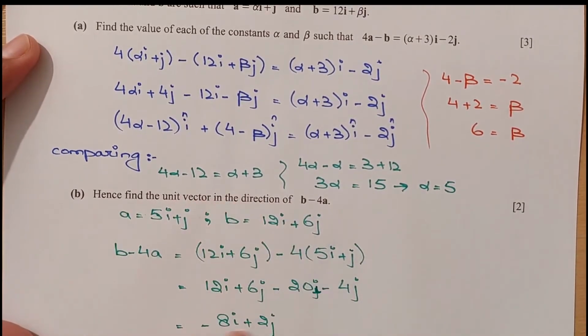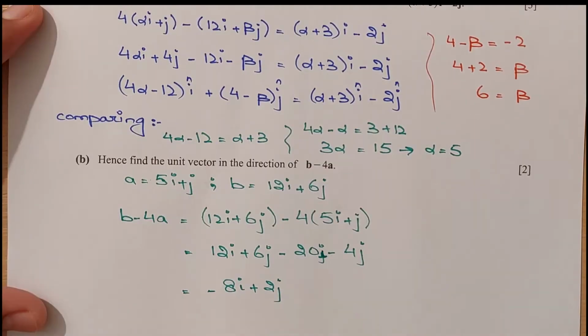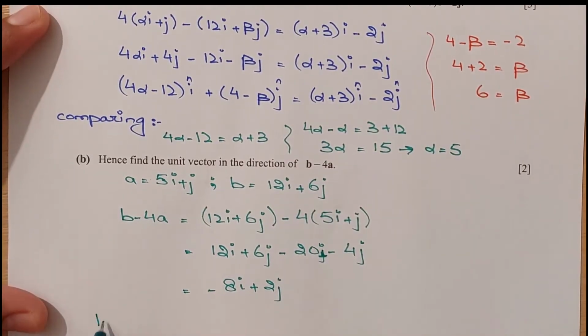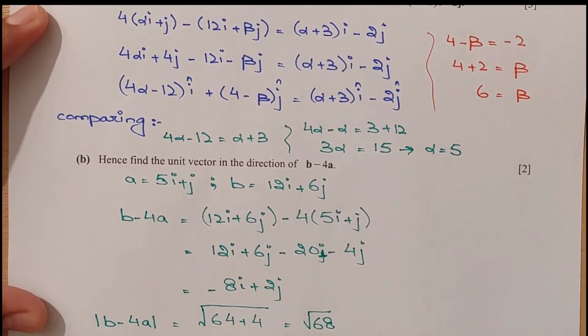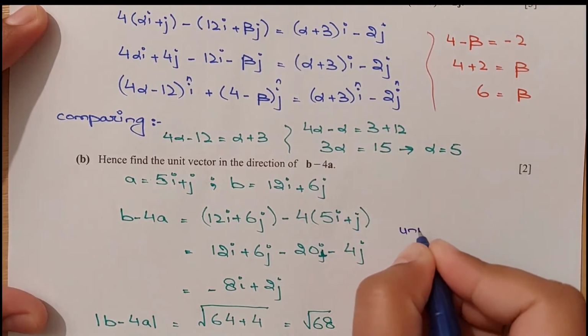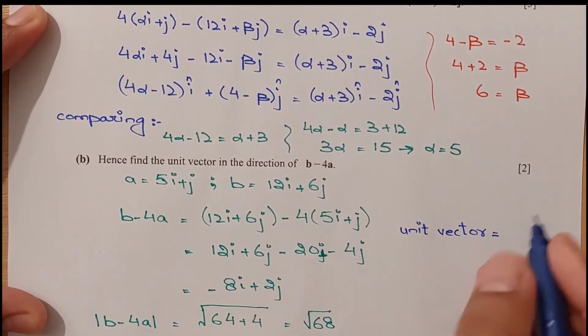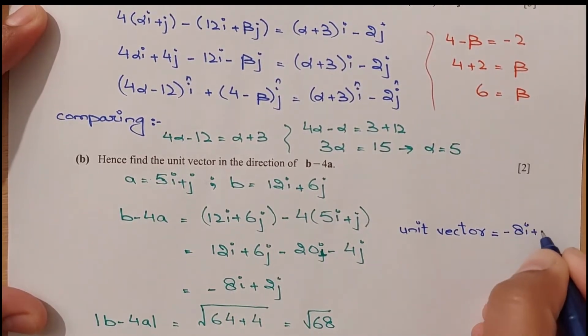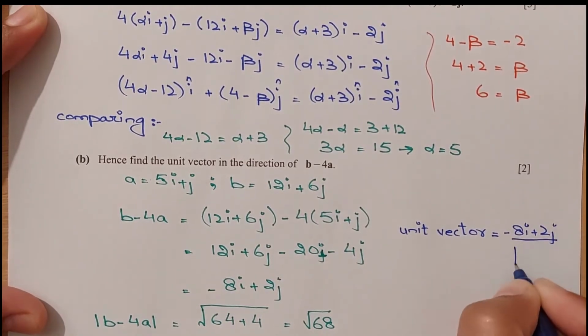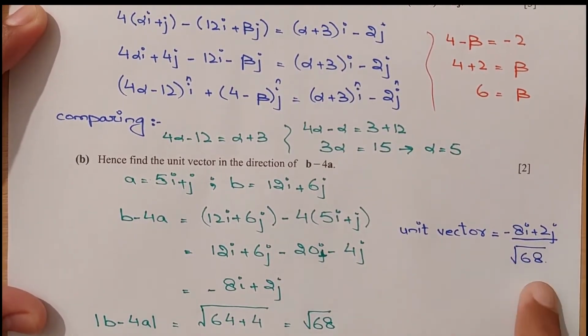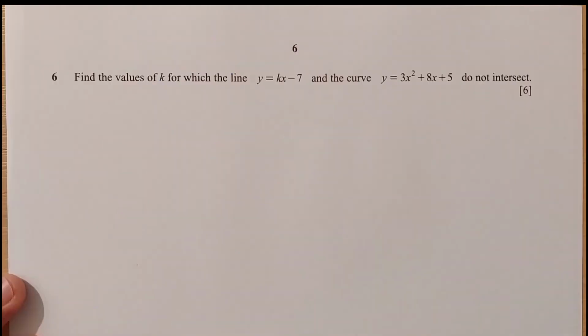So we need to find the unit vector in this direction. It means the vector divided by its magnitude. Now let me find the magnitude of b minus 4a. That is the square root of 8 squared is 64 and 2 squared is 4. So 64 plus 4 is the square root of 68. Okay, so the unit vector we can say is the vector divided by its magnitude. So this is the vector minus 8i plus 2j divided by the magnitude, that is the square root of 68. So this is a unit vector in the direction of this, right?